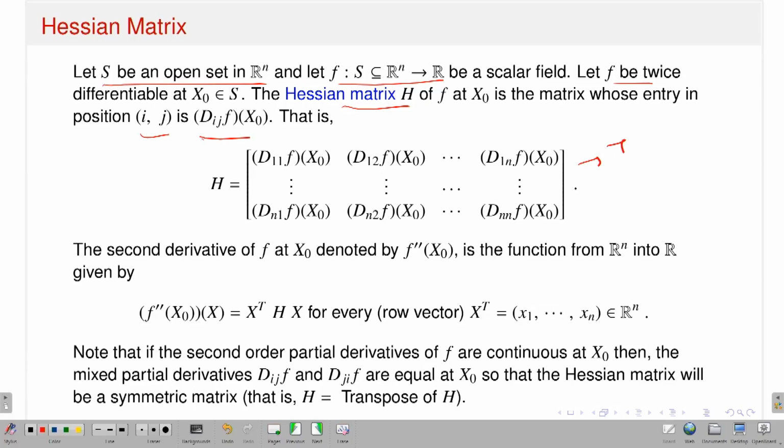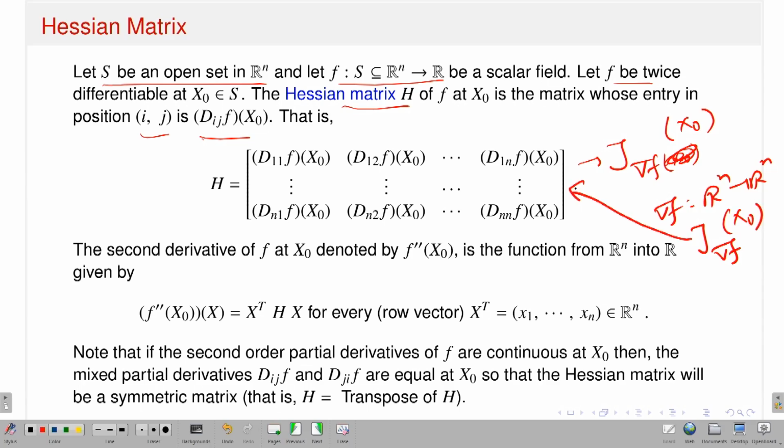is nothing but the Jacobian of your gradient vector of f at the point x naught. So that means the Jacobian of your gradient vector, because if f is a map from S subset of Rn to R, then the gradient of f is a map from Rn to Rn, and the Jacobian of the map gradient of f at the point x naught is nothing but the Hessian.